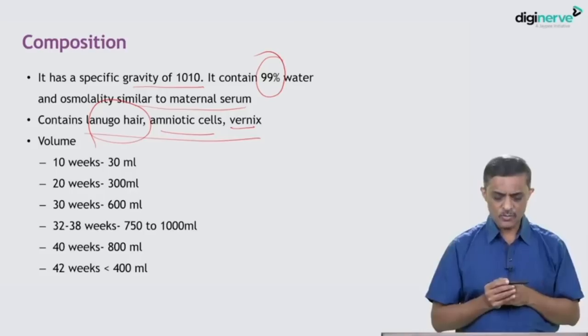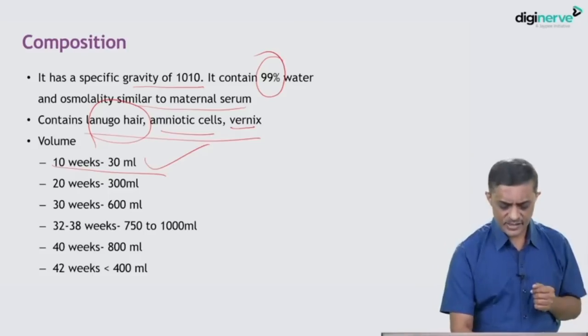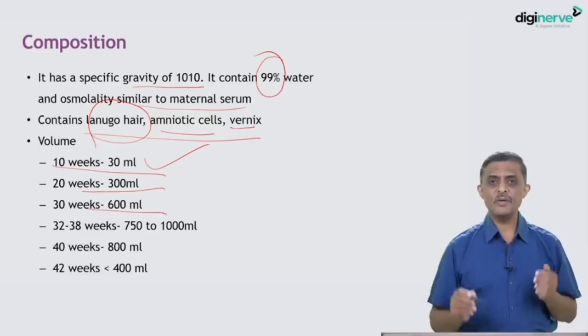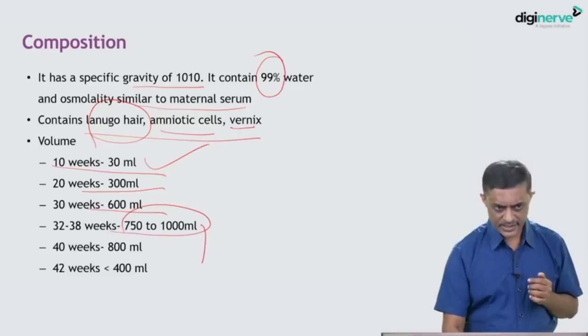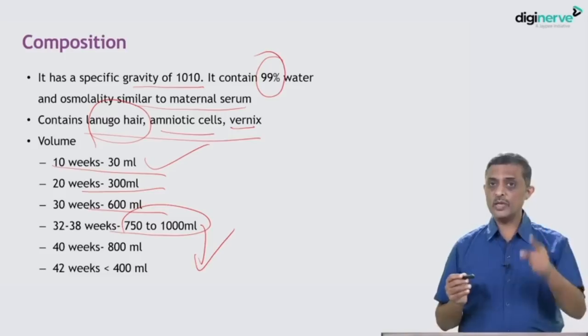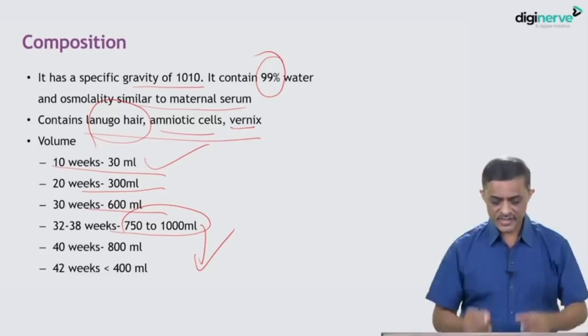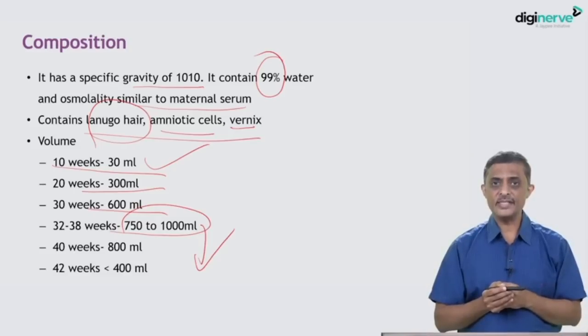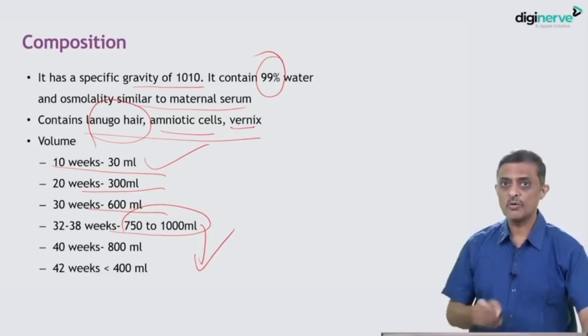And coming to the volume, roughly at 10 weeks, it is about 30 ml. At 20 weeks, it's almost 300 ml. At 30 weeks, 600 ml, and maximum is reached by 32 to 34 weeks. Beyond which, it starts once again decreasing, and at around 40 weeks, it's about 800 ml, and you know, at 42 weeks, it drops down to 400 ml. So, this is how the volume varies at different periods of gestation. What I mean here is the total volume of the amniotic fluid in the uterus.